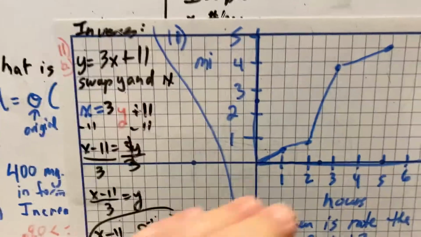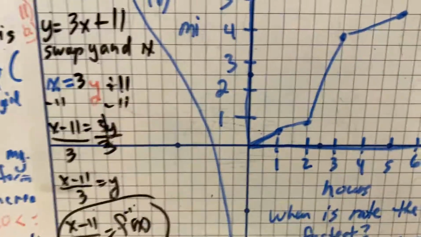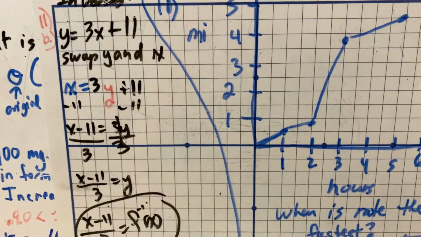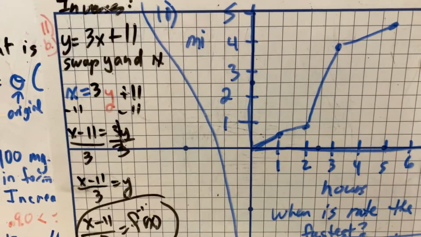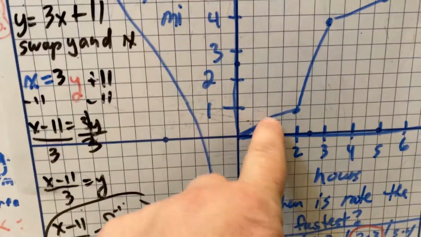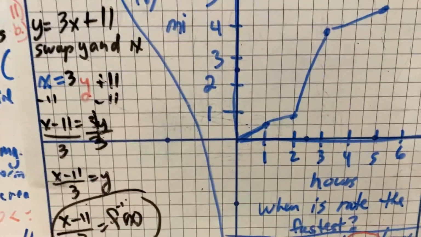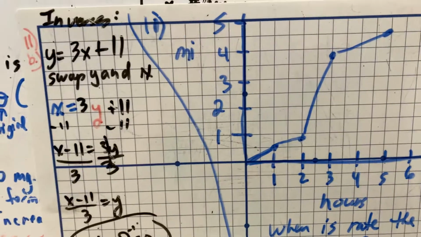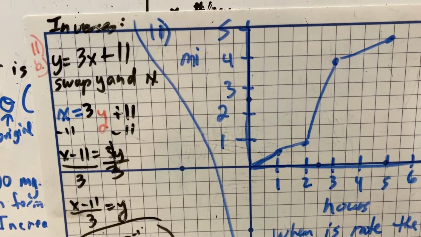So they start off going really, really slow. So maybe they're climbing up a mountain, they're really tired, something happens that first hour, and they only get to go a half of a mile in that 1 hour. That's really slow. And then from 1 hour to 2 hours, again, it's even slower.